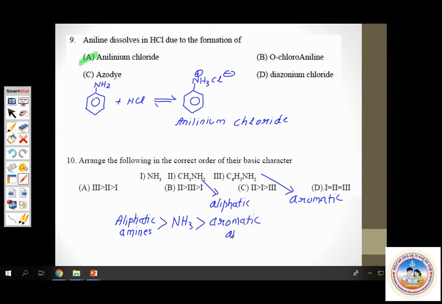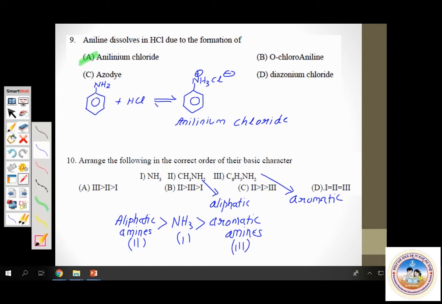Aromatic amines, yes. So, which is the aliphatic amine here? Aliphatic amine is compound 2. Ammonia is 1. And aromatic amine is 3. So, what's the order then? 2 greater than 1 greater than 3. Which option? Option C, easy. That was question number 10. Good. Now let's go to the next question.